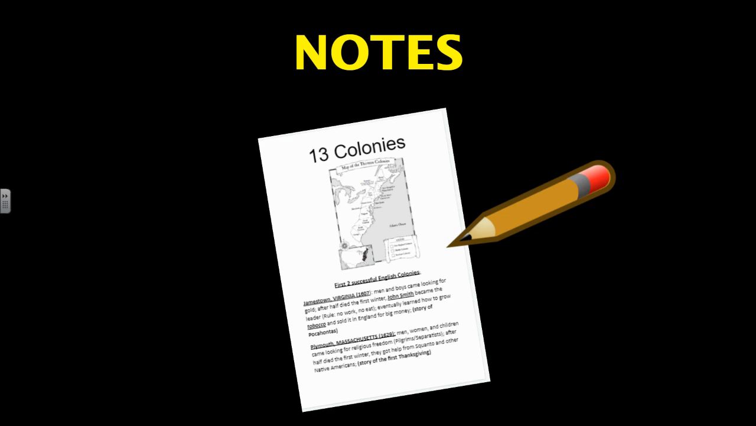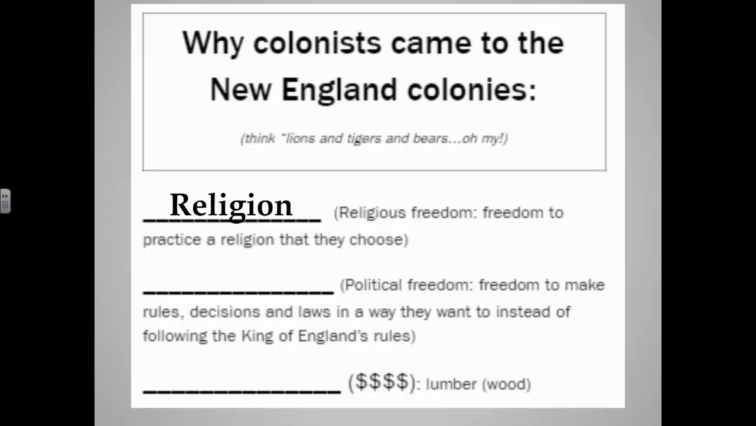And so you're going to open your notes again because we are now ready to figure out the second reason why New England colonies were formed. And that was simply our tigers, which is politics. So go ahead and write the word politics in there. And what we mean by that is political freedom, the freedom to make rules and decisions and laws in a way that they want to, instead of the way that others want to.